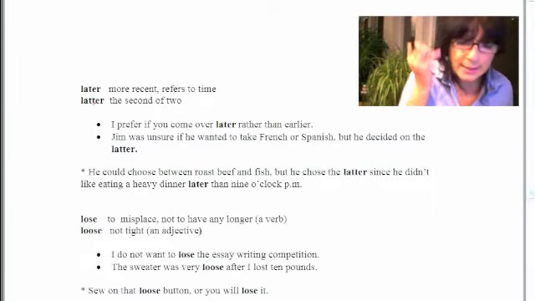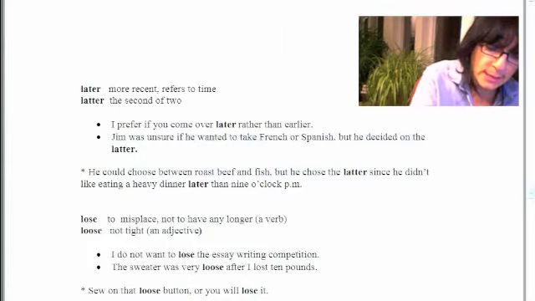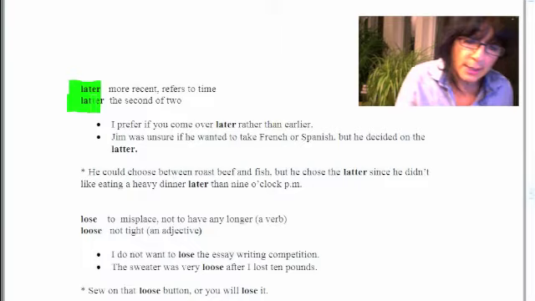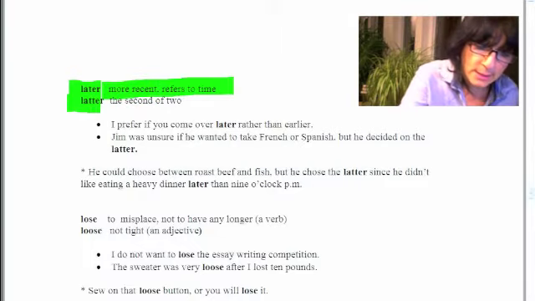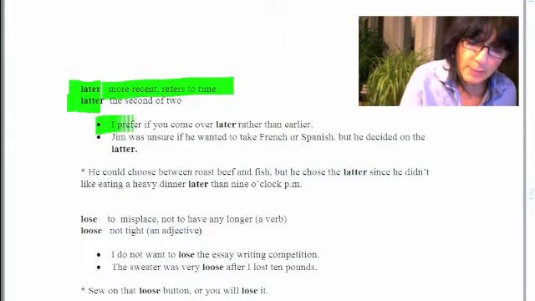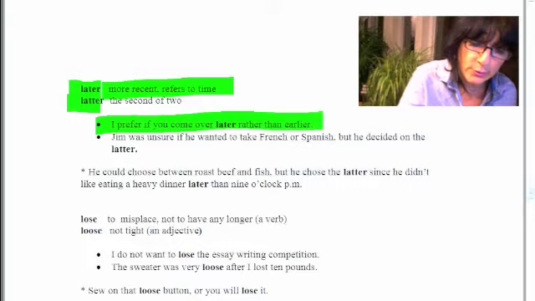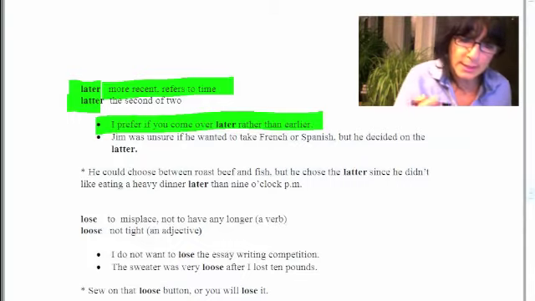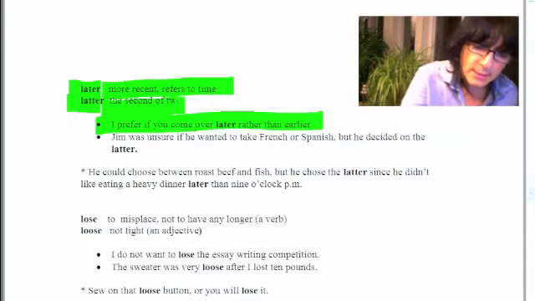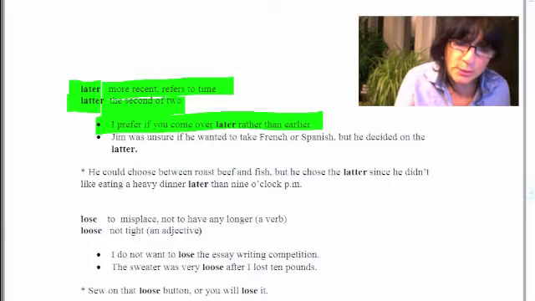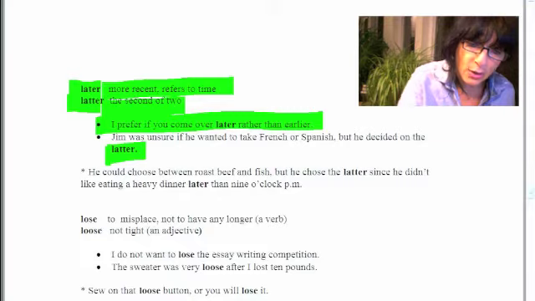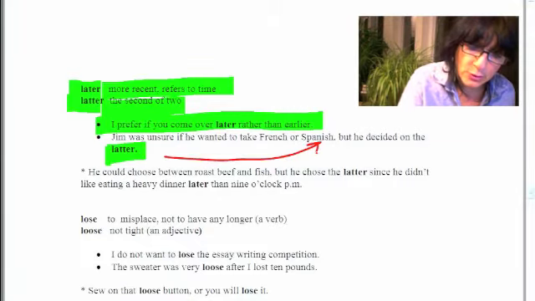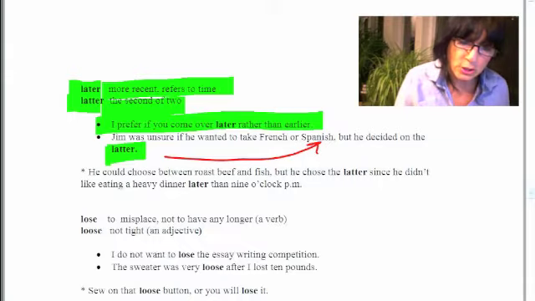Next is later and latter. Later has one T and latter has two. Later's one, latter two. Later means more recent, and it refers to time. I prefer if you come over later rather than earlier. Latter, the double T, means the second of two. Jim was unsure if he wanted to take French or Spanish, but he decided on the latter. What that means is the second one, the second of the two, the latter would be Spanish.